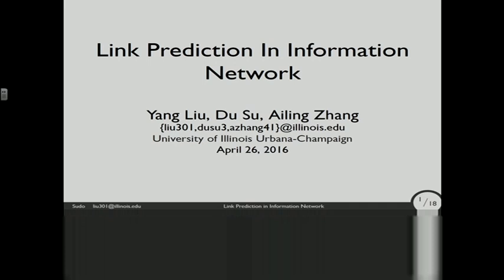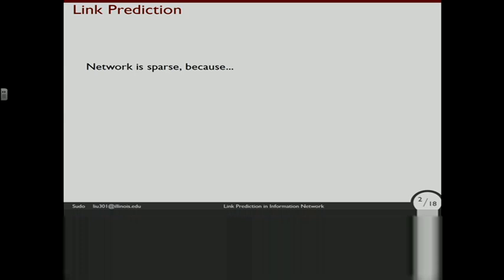So our survey topic is link prediction in information networks. The motivation is very simple. In real networks, there are a lot of missing links.